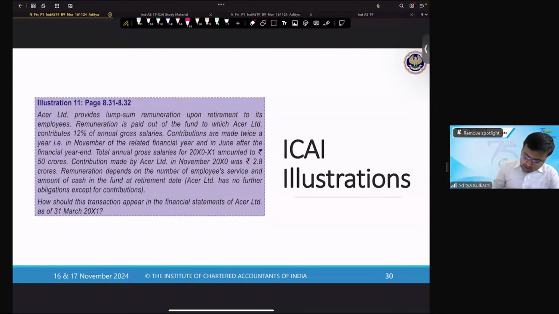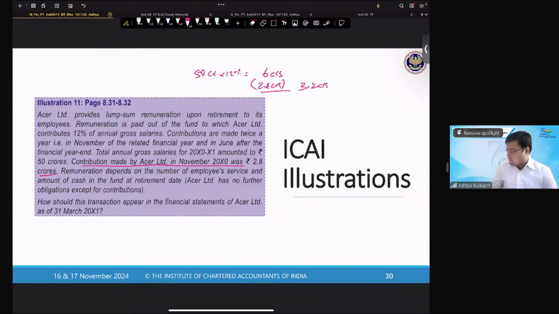So total contribution is 50 crores into 12%. So that will be 6 crores. Out of 6 crores, 2.8 crores is something that we have already paid, right? Contribution made by Acer was 2.8. So we are left with 3.2 crores.